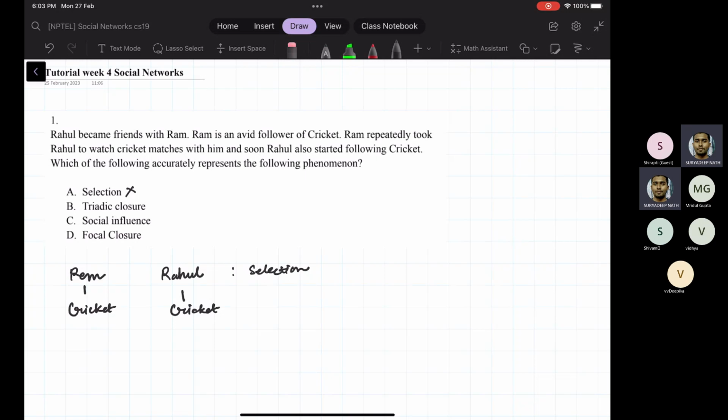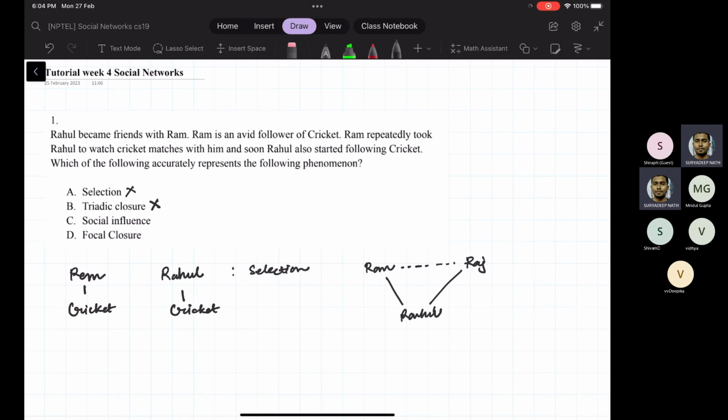If it was triadic closure, what that would have meant is that Ram and Rahul are friends, let's say they became friends because of their common interest in cricket, and Rahul is friends with someone else, let's say Raj. So in this case, Ram and Raj will also become friends. That would be the case of triadic closure. So this is not the option here for this question.